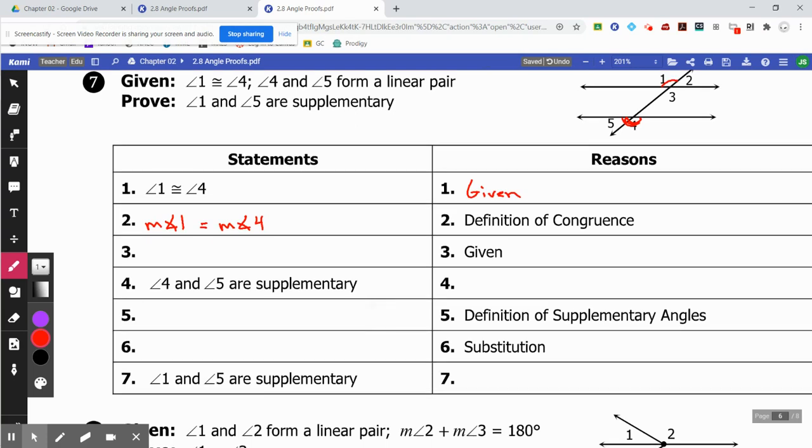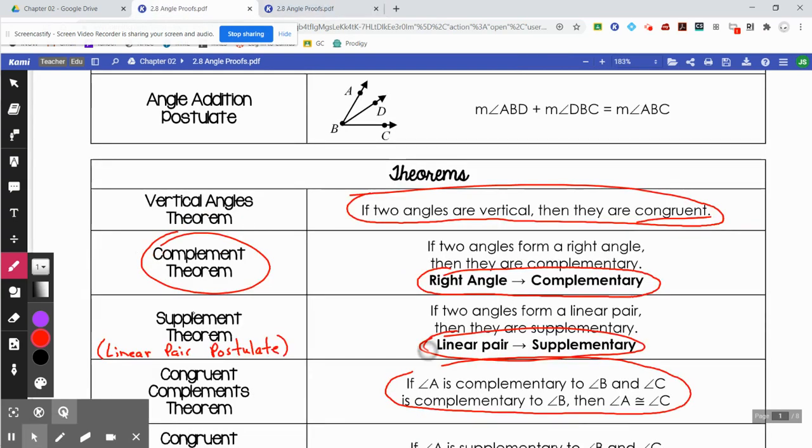Also, from our given, we know that 4 and 5 form a linear pair. And if they form a linear pair, we can go back to our sheet here. Then we know that they are supplementary. Linear pair implies supplementary.